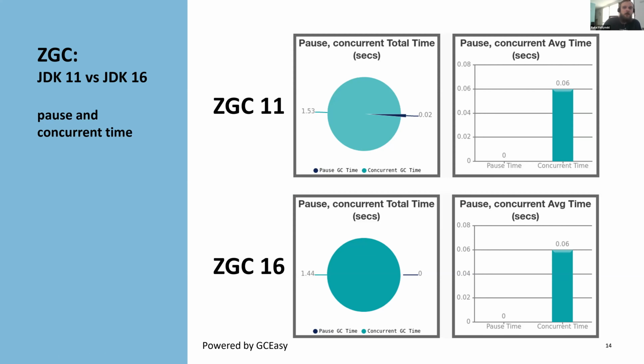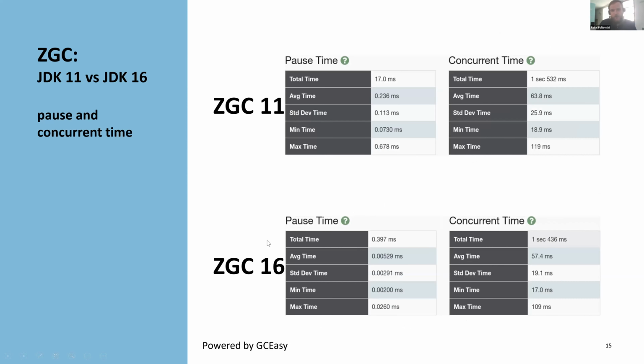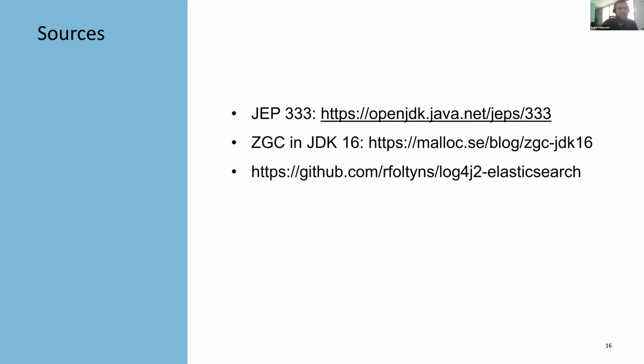Again, the breakdown on the pie chart shows a lot less time spent on pauses, and the total time spent across all 2 minutes of this test run dropped from 70 milliseconds to roughly 400 micros to execute all the stop the world pauses in the latest JDK 16 ZGC. If you're not excited about JDK 17, I think this is the best time to start to get excited.